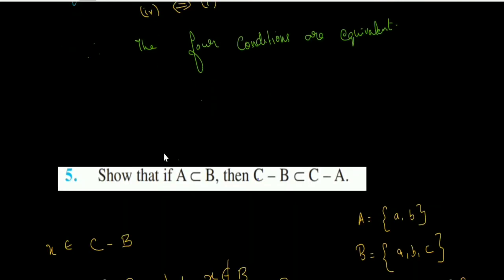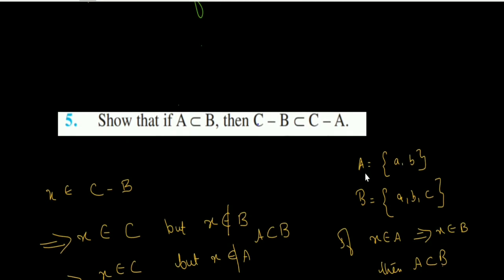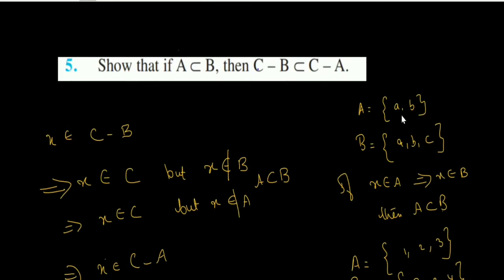Question number 5. Show that if A is a subset of B, then C minus B is a subset of C minus A. Now what do you mean by A is a subset of B? For example, you take A as a, b, B as a, b, c. A is a subset of B means if you take any element a or b belonging to A, that element will also be there in B. So this is the definition of a subset.